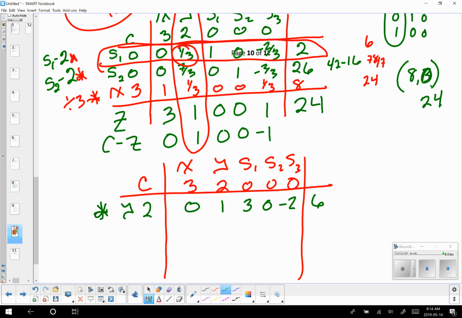This is a special line now. So all the other ones, the zeros that I need here and here, have to be obtained by my green line. So S2. And in order to get 7/3 there, it's going to be S2 minus 7/3 of my green one.